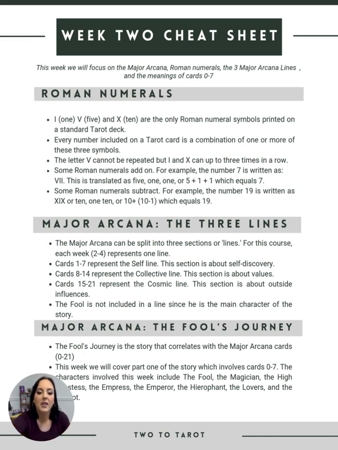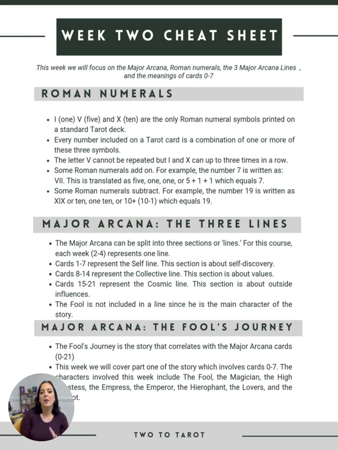We also have the Major Arcana, and there are 3 lines. The Major Arcana can be split into 3 sections, and each week we will talk about 1 line on weeks 2 through 4. Cards 1 through 7 represent the self line. I didn't really include 0 in that because he's kind of a separate card unto himself, but if you want to, you can include him in there. 0 through 7 will represent the self line.